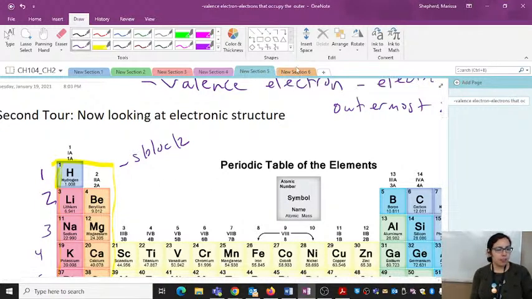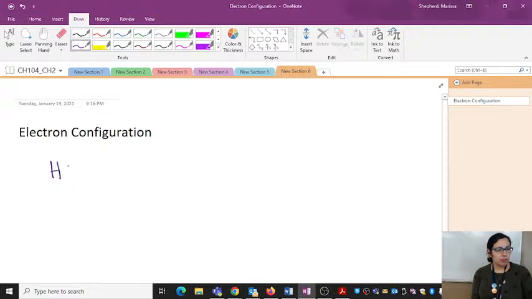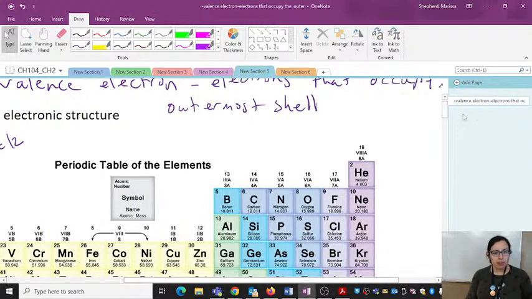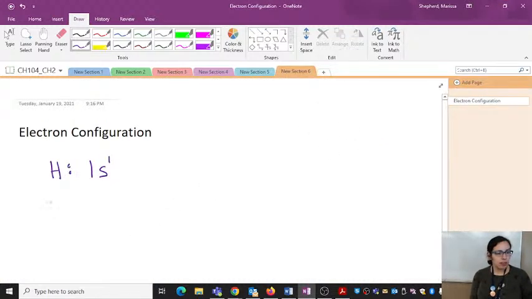If we start with hydrogen, that electron would go in the 1s. This indicates what orbital we're in. Then we put a little 1 here, since hydrogen, or at least neutral hydrogen, has just 1 electron. What's kind of awkward is that helium is still part of the s block. It's just sitting over here for other reasons. So this is 1s2 for helium, and we can add that to our electron configuration.